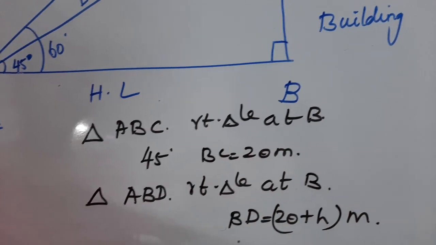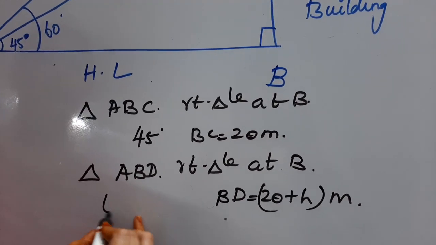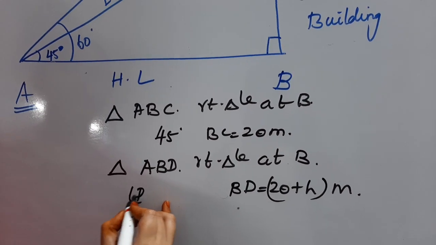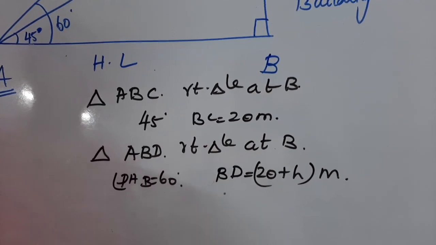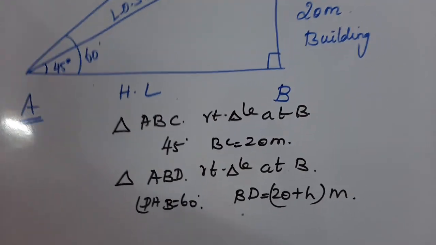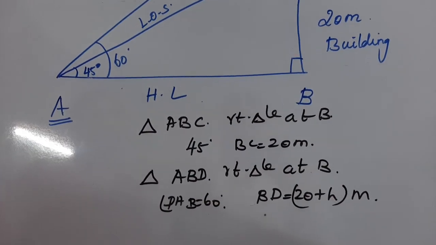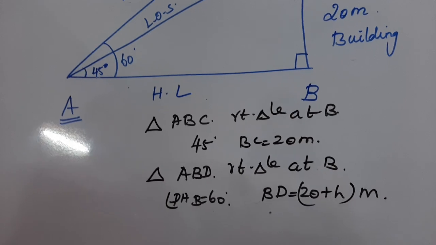And do we have an angle here? Yes, we have the angle DAB, which is equal to 60 degrees. So in a right angle triangle with one angle and the measure of one side, we can calculate the heights and distance. Let's start the sum.